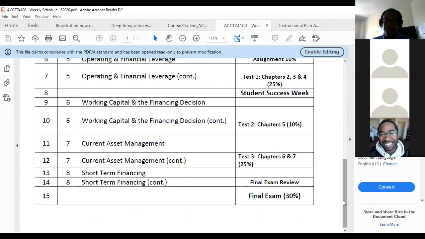Will the final exam just cover short-term financing then? No, most likely the final exam will cover most of the stuff that we'll be doing after student success week. But I'm not confirming that yet. I will confirm that closer to the time. The idea right now is that most of the stuff after success week will be covered in the final. Oh, okay.